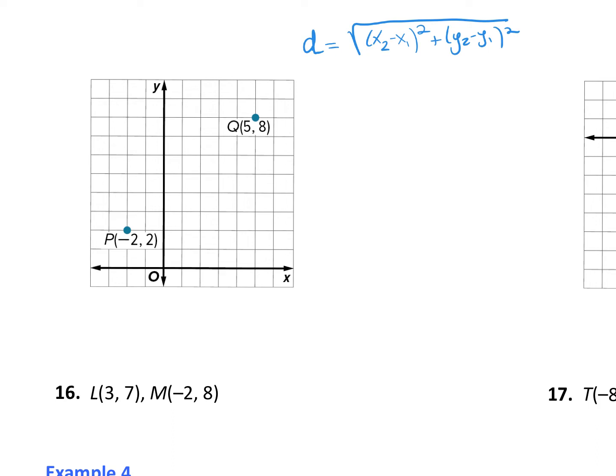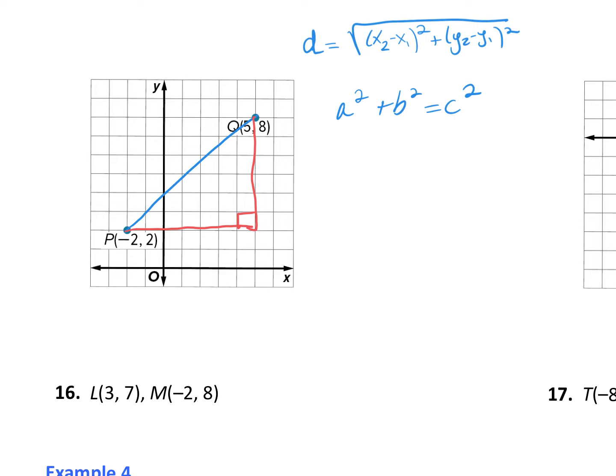So some students find that using Pythagoras' theorem is easier. So when you connect, the length of that line segment, we can find that by drawing a right triangle, just like you would if you were solving for the slope of a line.